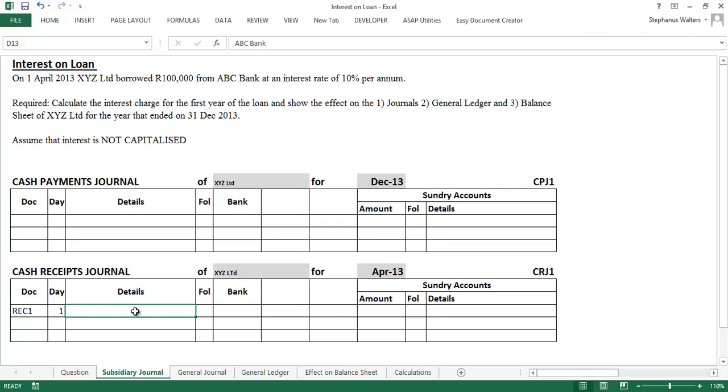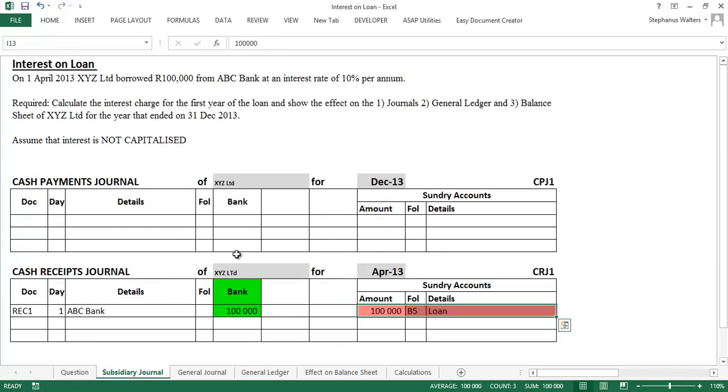Our details is going to be ABC Bank, which is the bank from which we received this loan. And then we can fill in the amount in our bank column. And there's going to be no column for the loan, so we're going to fill that in the sundry column. And we're going to refer to our loan account. Good, the bank account will be an asset and the loan account is going to be a liability.